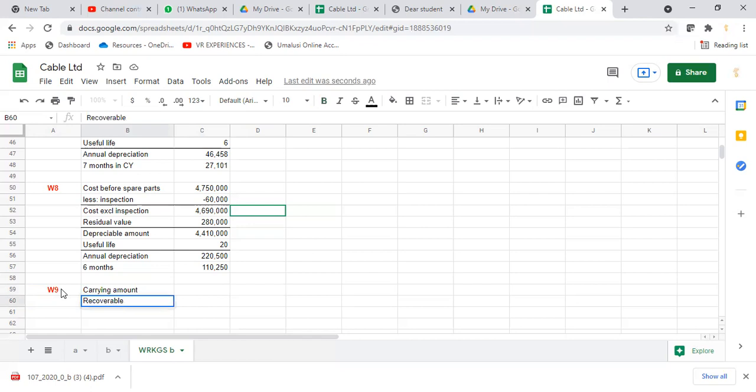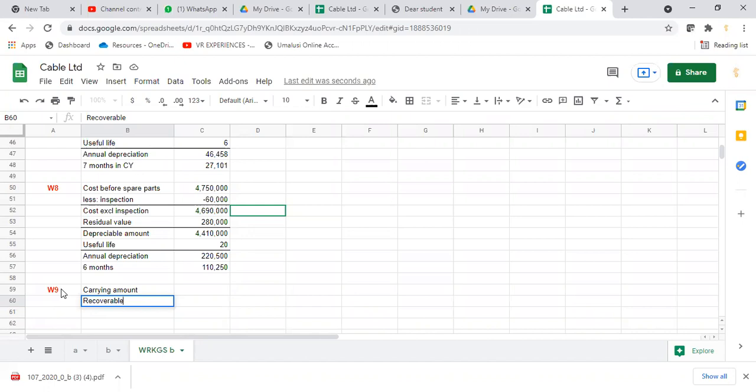Remember, what is the recoverable amount? The recoverable amount is the higher of value in use and fair value less cost to sell. Now we read the scenario, they gave us the recoverable amount, so there's no need to calculate it, but be aware the recoverable amount is the higher of value in use and fair value less cost to sell.